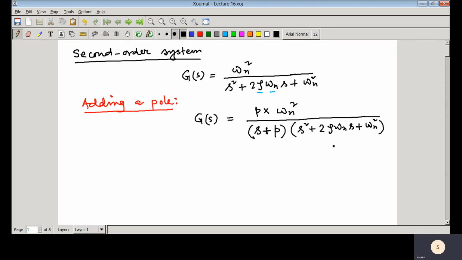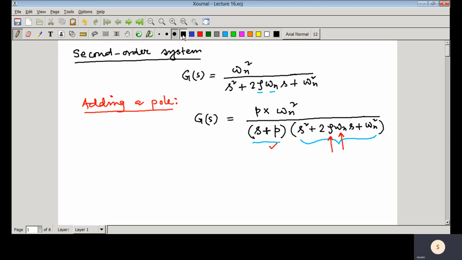Now our objective is to see how the time response will be changing whenever we introduce a pole. The reason is, if there is no pole, then we have a second order transfer function, and that response would be completely characterized by zeta and omega n. But once we introduce this pole, this is no longer a second order system, and we cannot characterize that response using only zeta and omega n.